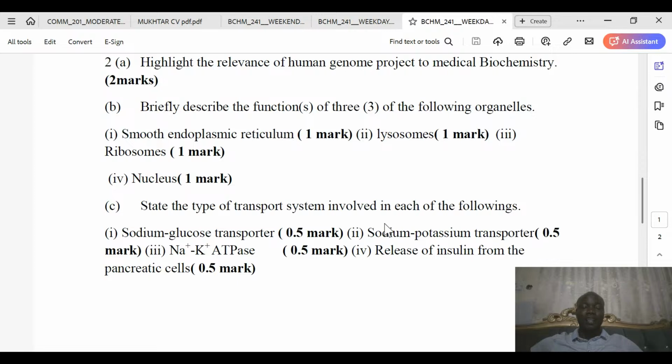Okay, the answer, active transport. Yes, I can agree, it is active transport, because it's a type of transport that requires energy, that is ATP, to transport molecules. But which type of active transport? Because active transport is of two types. We have primary active transport and we have secondary active transport. So which of the active transport is it? Is it the primary or the secondary active transport?